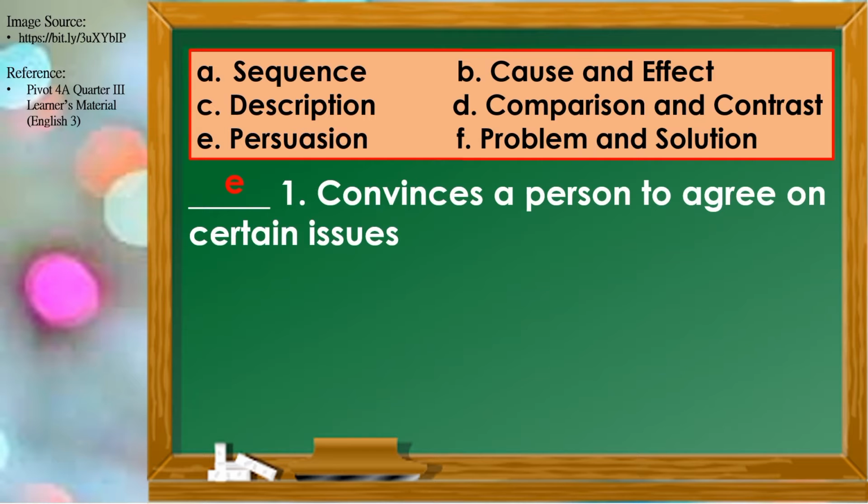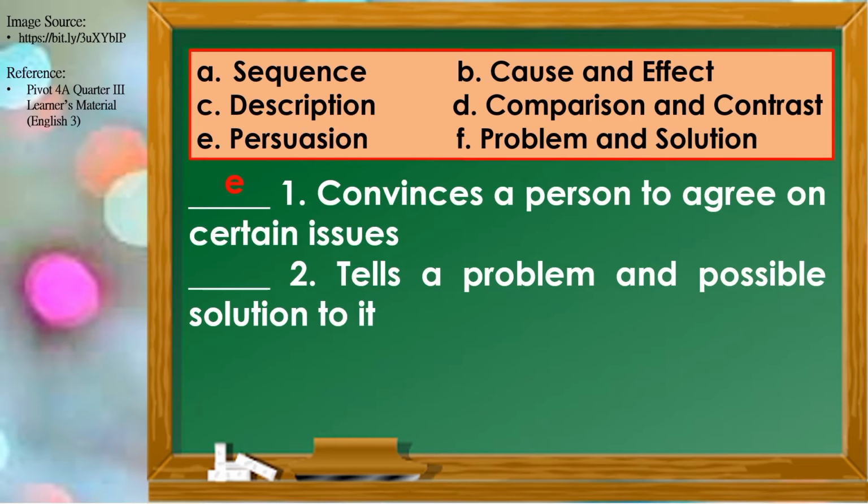Good job! The correct answer is letter E, persuasion. Next, number 2. It tells a problem and possible solution to it. Very good. The correct answer is letter F. This is a problem and solution informational text.